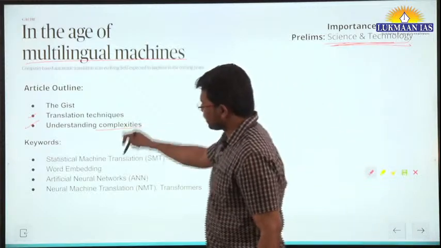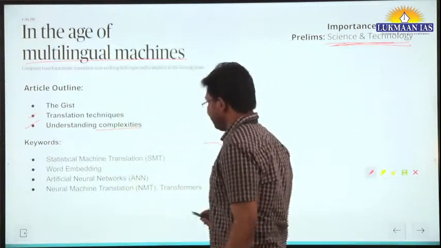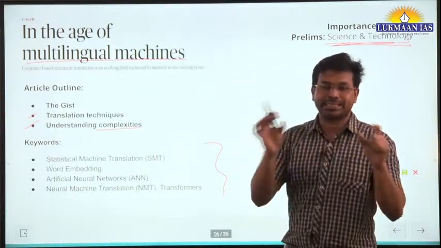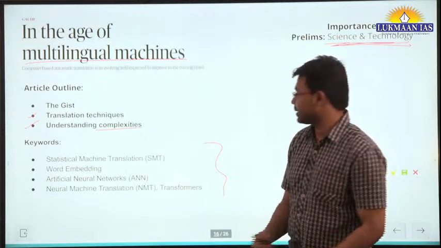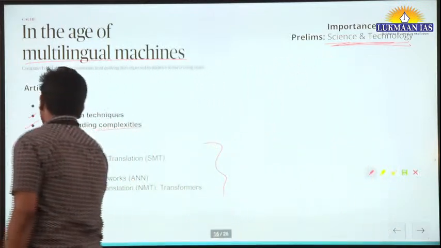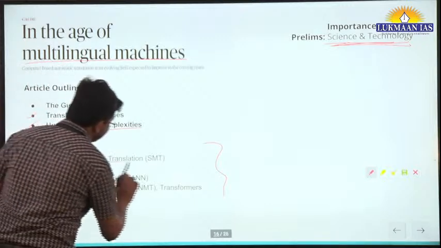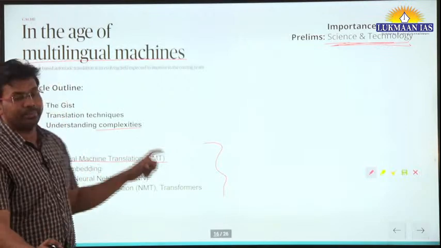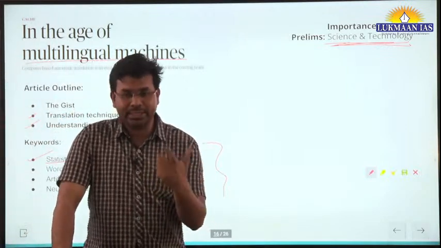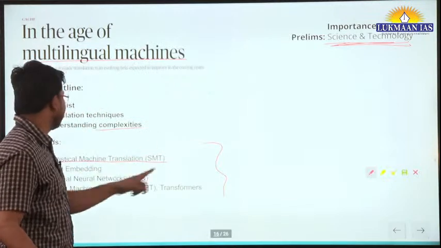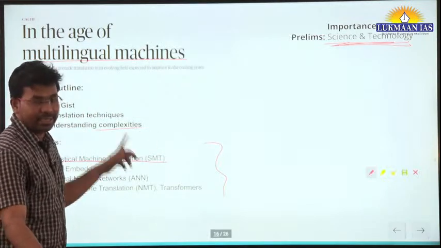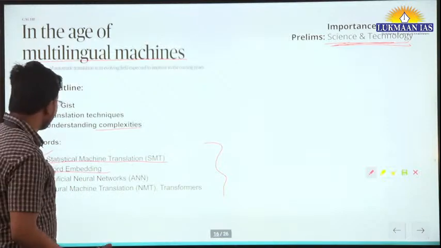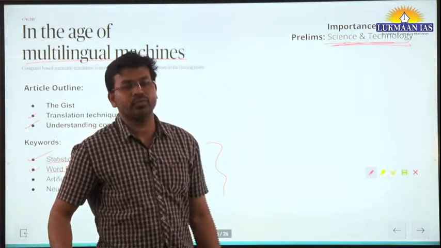So these are some of the keywords that we are going to discuss in detail. There can be a question in the prelims exam related to translation, I mean, like how translation happens. So earlier they used a method which is known as statistical machine translation. When Google Translate started functioning, they deployed this technique, statistical machine translation. Apart from this, they also have a method which is known as word embedding. We will understand what word embedding is.